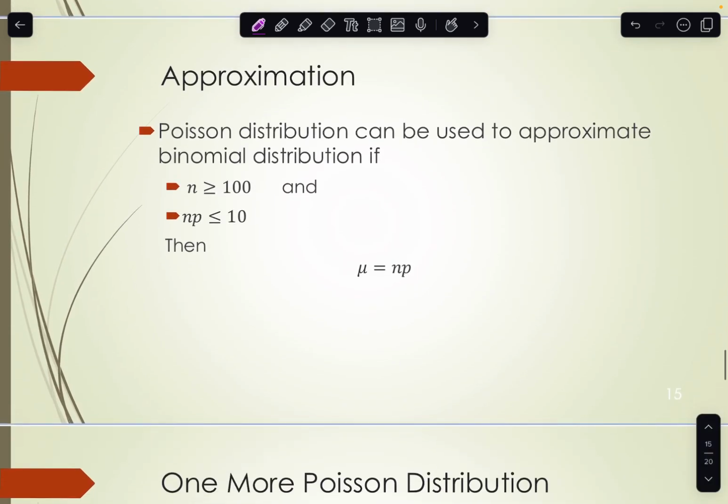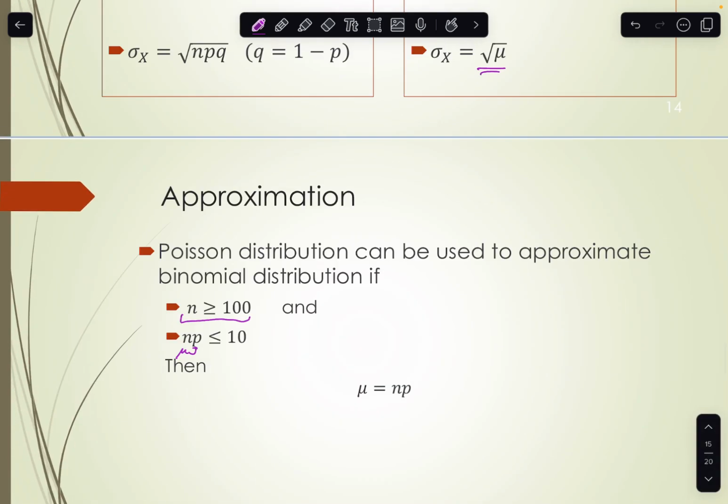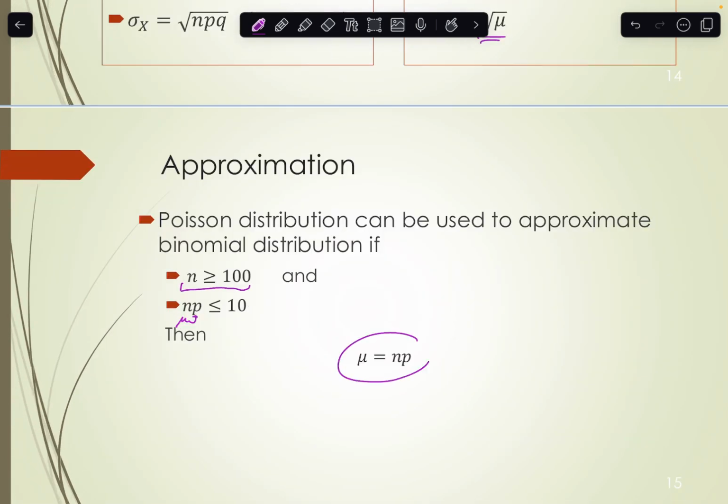Okay, in some cases, you can use the Poisson distribution to approximate the binomial distribution. If n, the number of trials, is greater than 100, and n times p is less than 10, remember this right here is your mean for the binomial distribution, then you can use Poisson to do that. We are going to see an example of that. So that's the mean you use for the Poisson distribution. I would like to see that example.